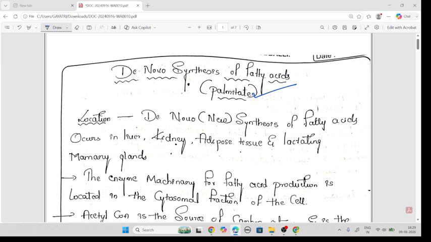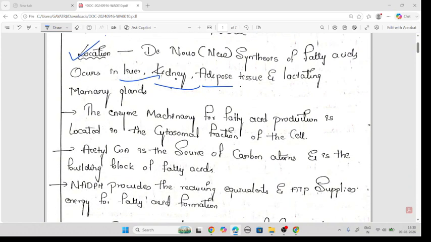See, the location where de novo synthesis takes place is particularly the liver, kidney, adipose tissue, and lactating mammary glands. These are the locations of de novo synthesis. The enzyme machinery for fatty acid production is located in the cytosolic fraction of the cell. Whatever the cell cytosol is, the entire set of enzymes will be available there.